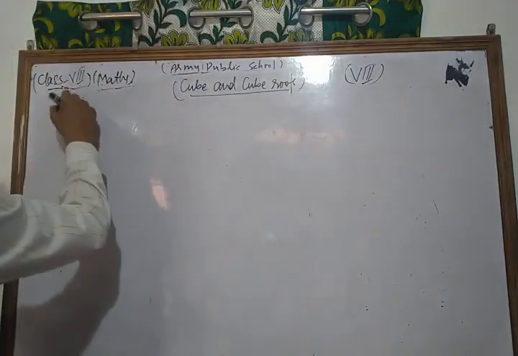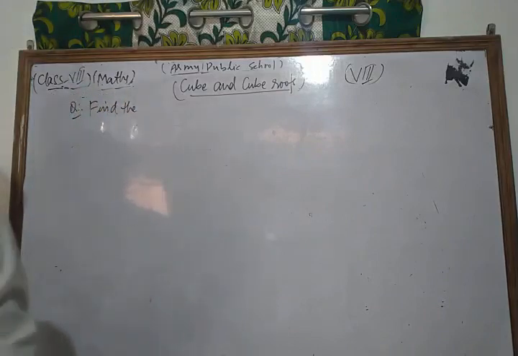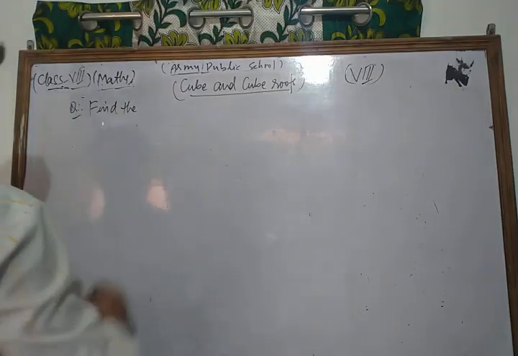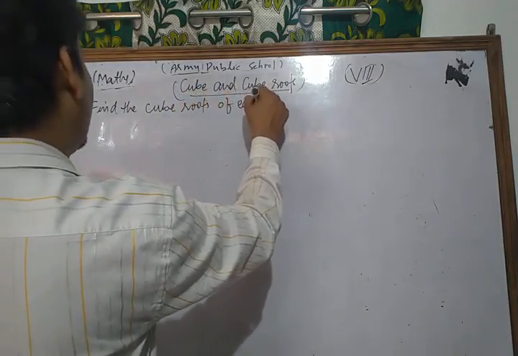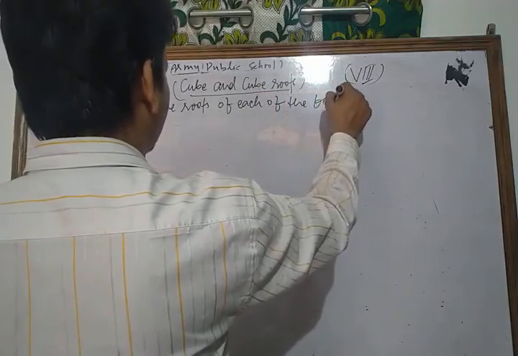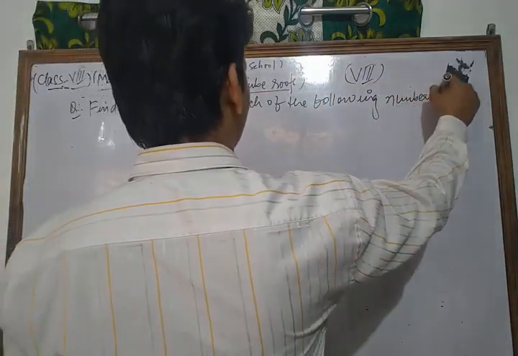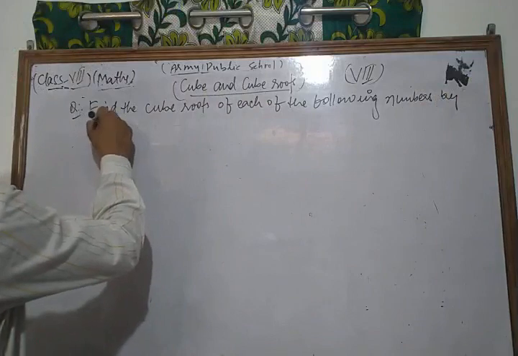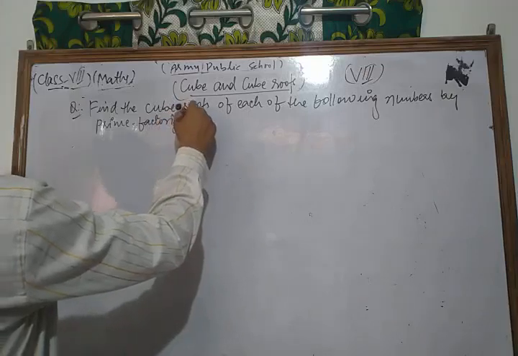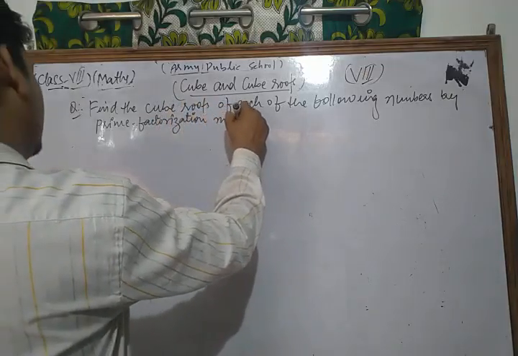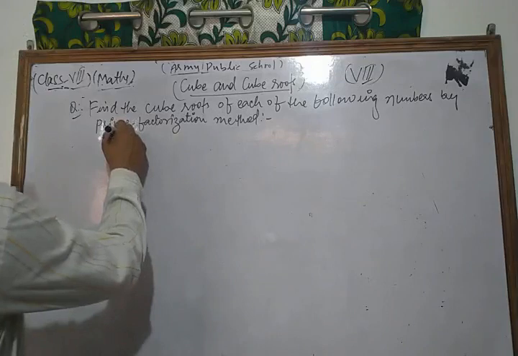Your question is: find the cube roots of each of the following numbers by prime factorization method.